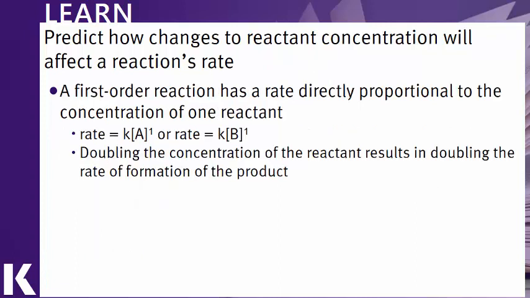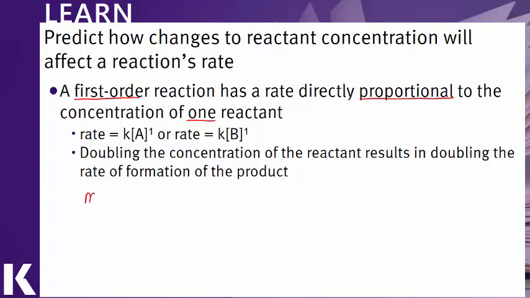Our next order is a first order reaction, and these have a rate that is directly proportional to the concentration of just 1 reactant. So any change in concentration would literally correspond to a change in the rate. So if I were to double the concentration of reactant, that would also double the rate of the reaction. And we also see different units for that rate constant.